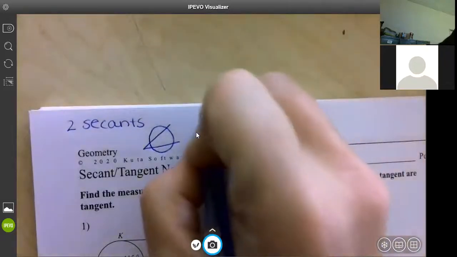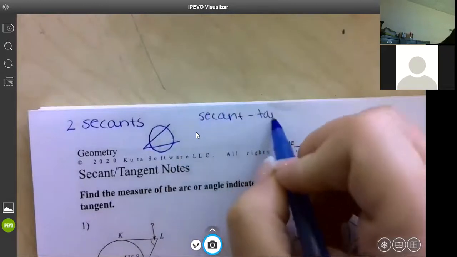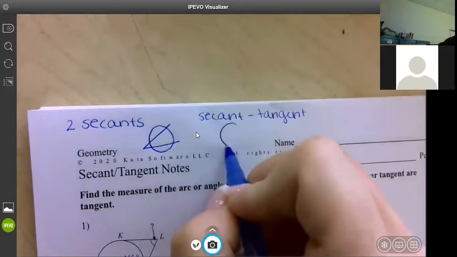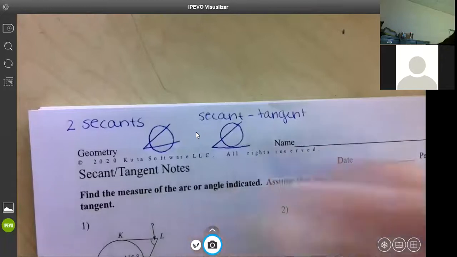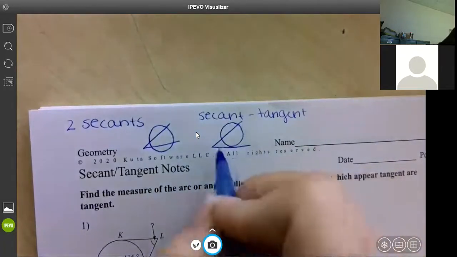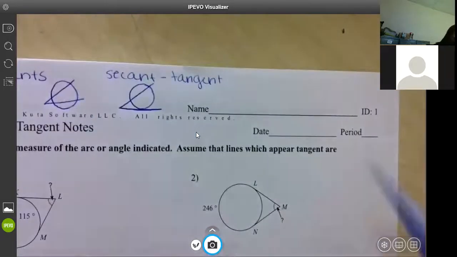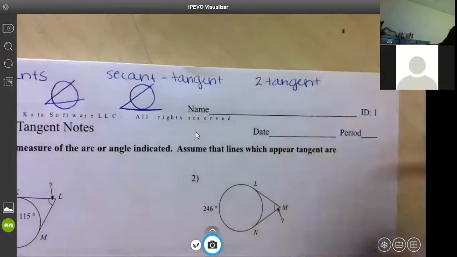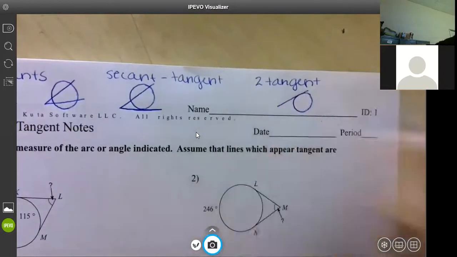You could also have a secant and a tangent. That's where you're going to have one going through and one touching the bottom of the circle. Mine doesn't look like it touches. Or you can have two tangents, and that's like this.